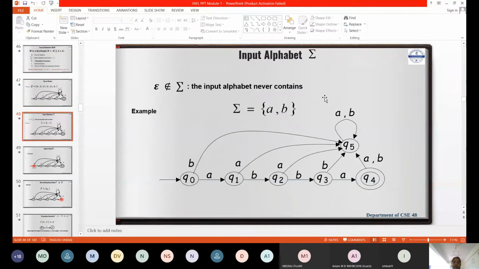Next one. Sigma, right? What is the input alphabets you are seeing here? Set of all input alphabets A and B. So that second tuple is set of all input symbols, that is AB. Everything you have to represent within the curly braces. The input never contains epsilon in DFSM. Make a note, in DFSM the set of all input symbols, it will never contain epsilon.